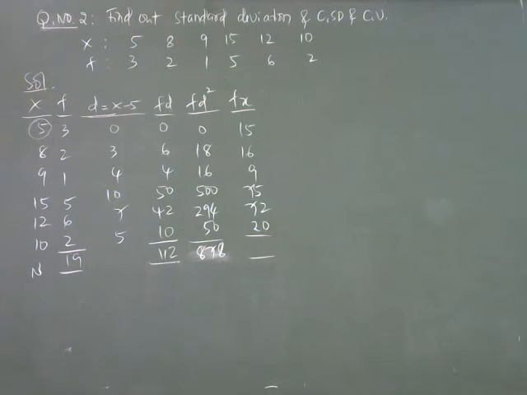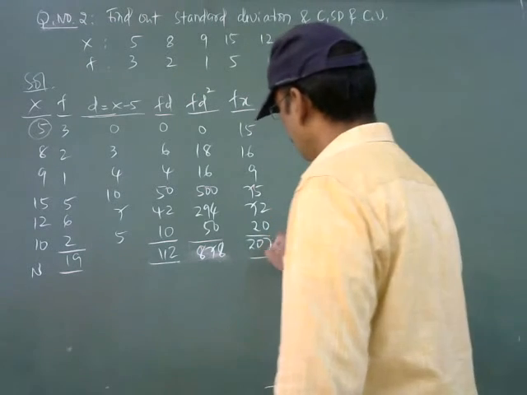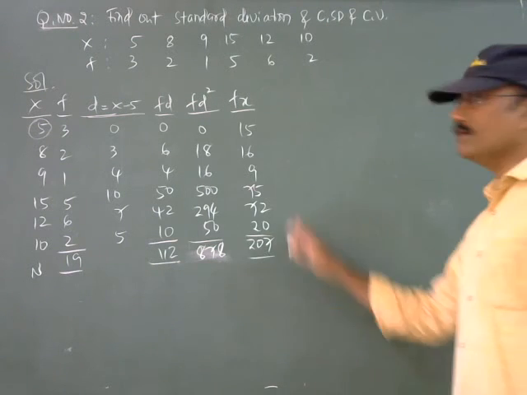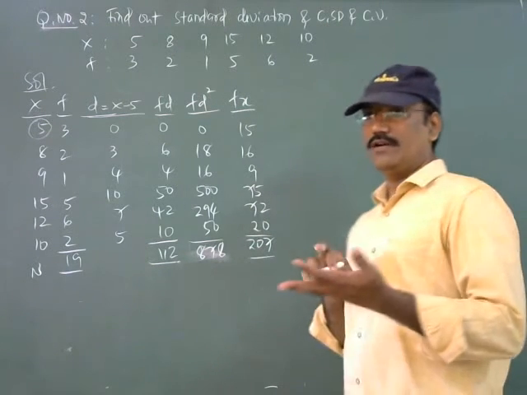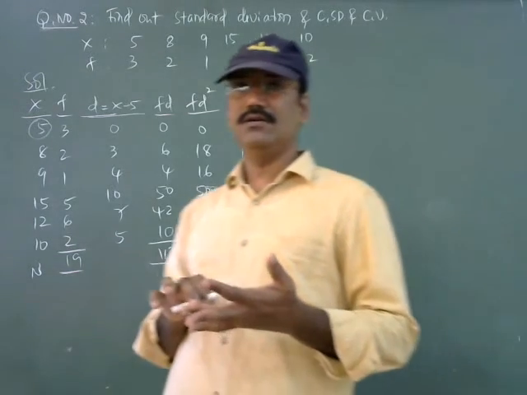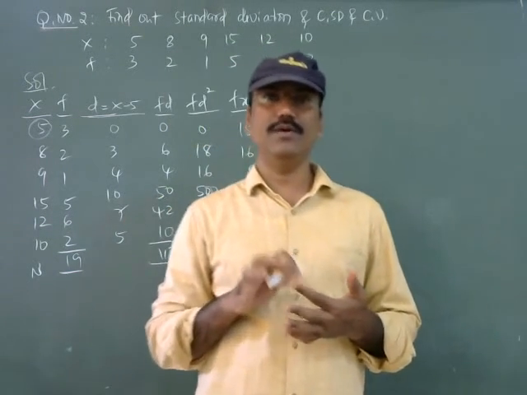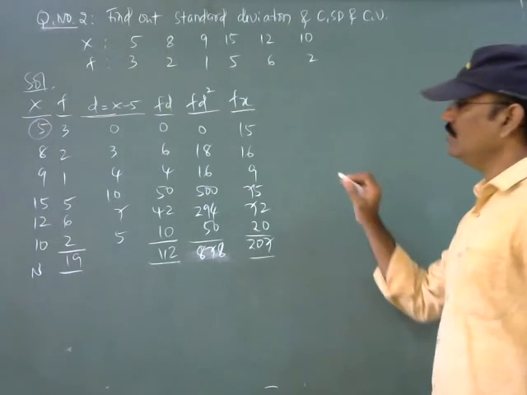Now the fx total: 15 plus 16 plus 9 plus 75 plus 72 plus 20. The answer is 207. 207 is the total of fx. Now you need to find the mean, standard deviation, coefficient of standard deviation, and lastly the coefficient of variation. First I will show the mean.